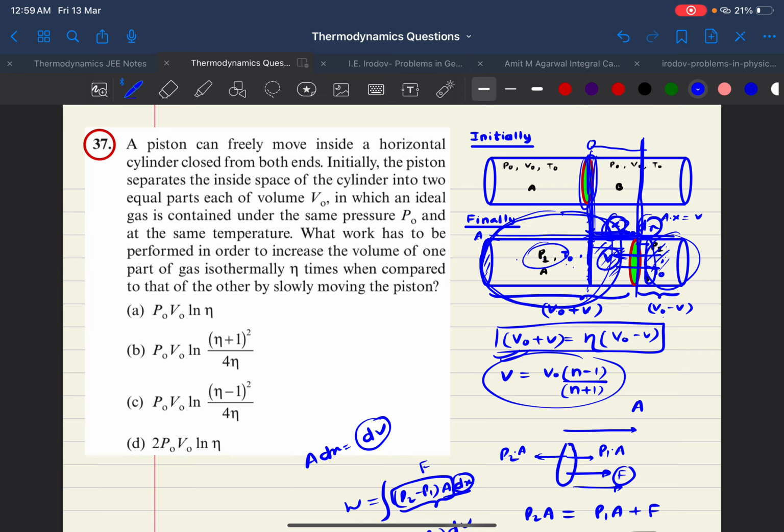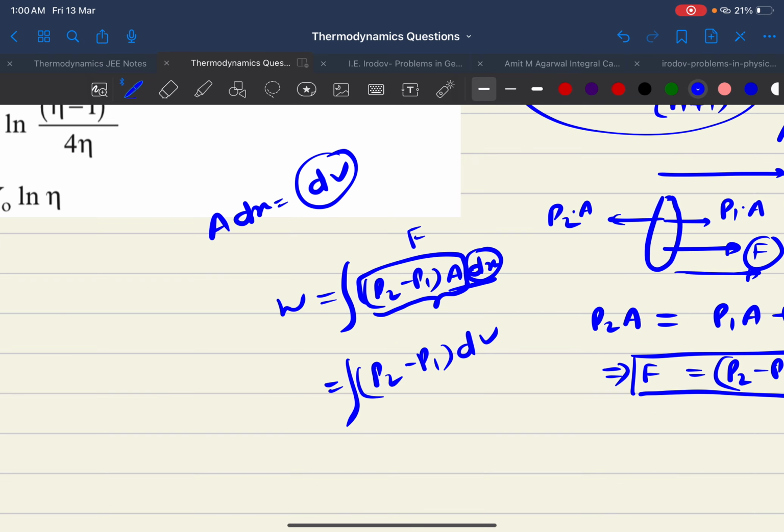This x distance A, so A into x is equal to volume V. That's what I have written. That means the initial volume you can say is 0, and the final limit, the upper limit, will be V. Means you have to integrate from 0 to V. But V is a variable and I need to express V in terms of V naught, right? And that's the reason I have given you the expression.